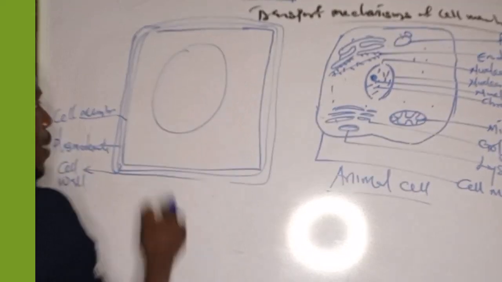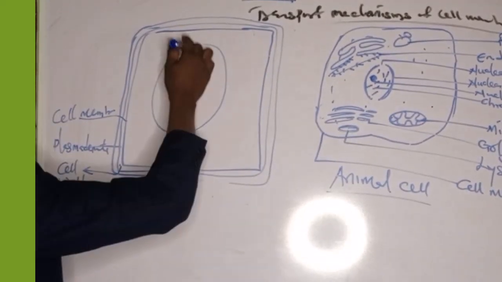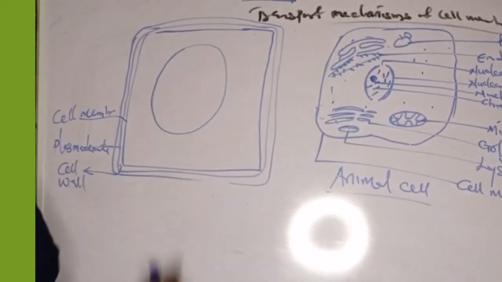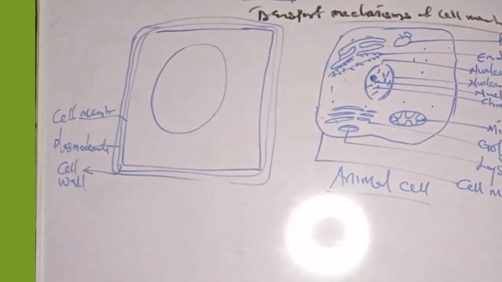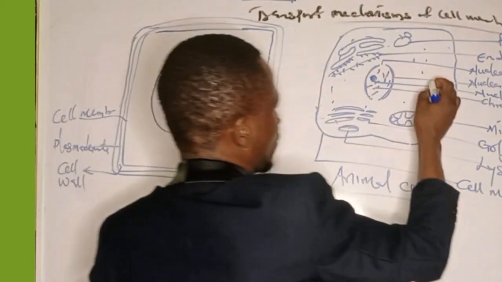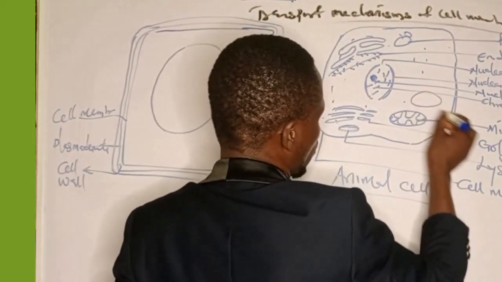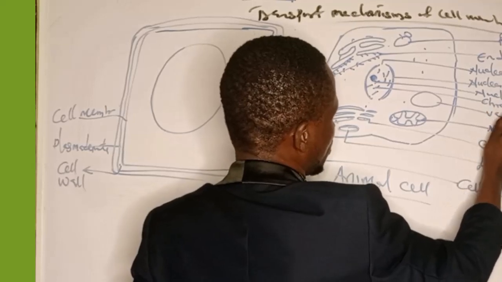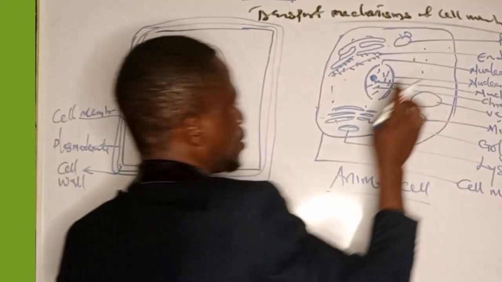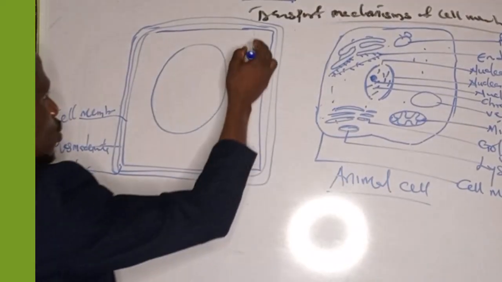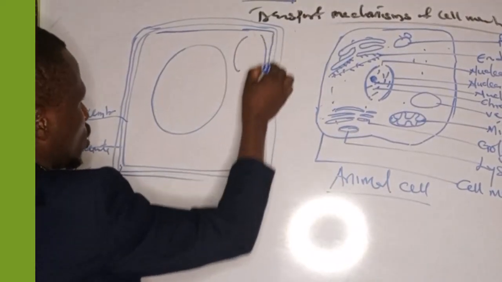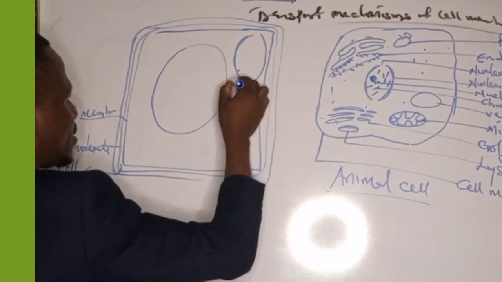Vacuole is responsible for storage of water in plants. It contains water. If animals should have a vacuole, it should be a small vacuole. If you want to put a vacuole, you say presence of small vacuoles. Here is the large vacuole. The nucleus is going to be by the side.